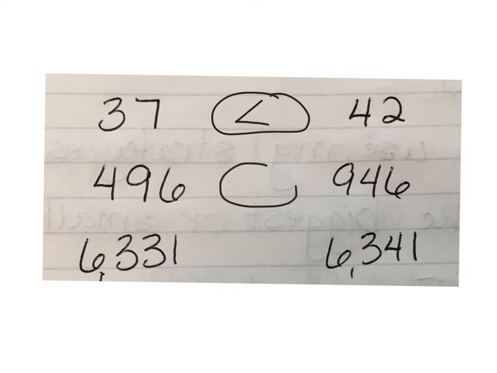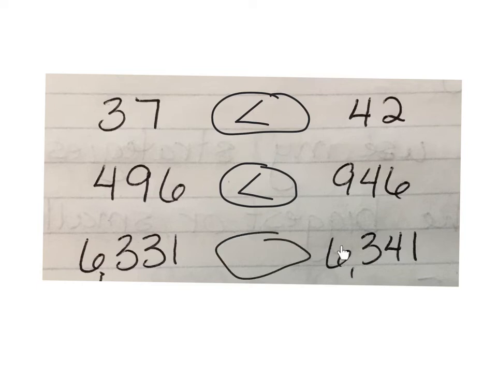Then we have these two numbers. There's 1, 2, 3 here, and there's 1, 2, 3 here. Our biggest place value here is a 4. Our biggest place value here is a 9. So our alligator is going to want to eat the bigger one.